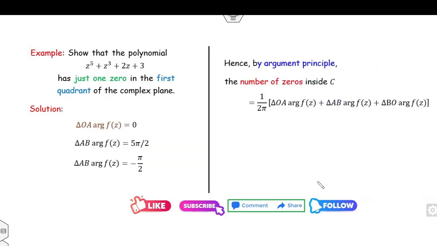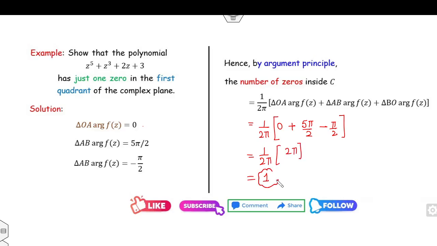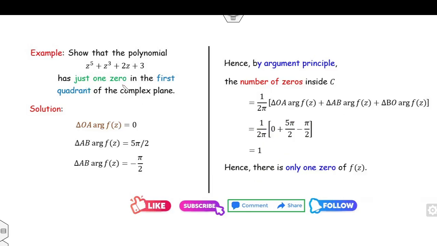I can substitute all these values in the given formula. You can see the number of zeros is 0 plus 5 pi over 2 minus pi over 2. So you can see the answer is 5 minus 1, 4 over 2 is 2. So the number of zeros is 1, and that's the same statement they are asking. So the number of zeros is only 1.